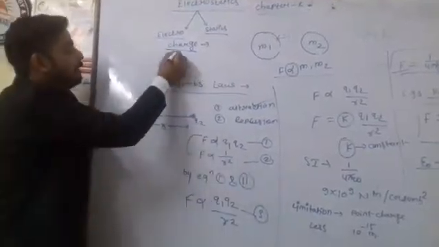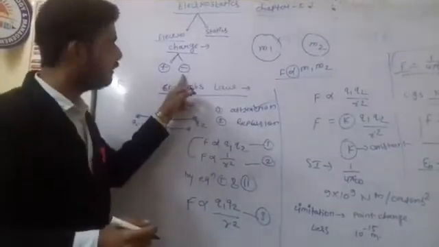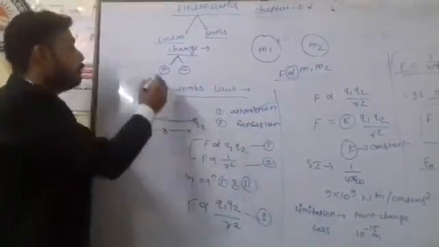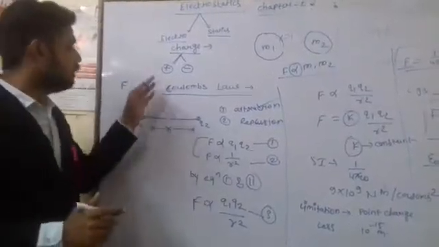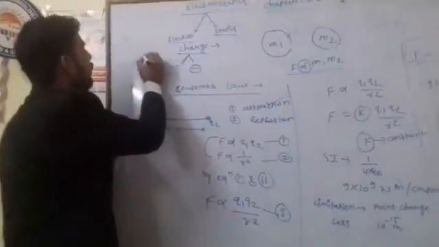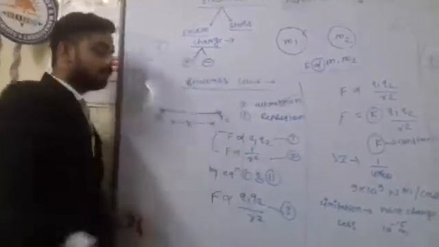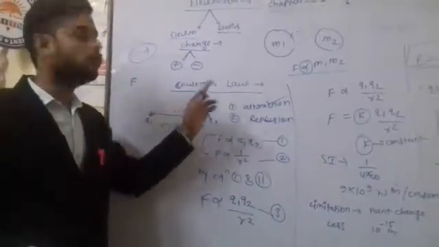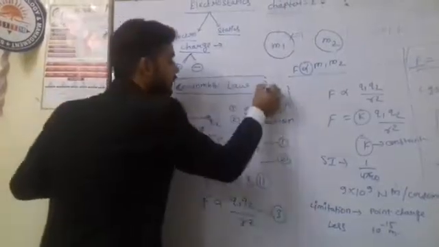We know that charge is classified into two categories: positive charge and negative charge. We have studied earlier that same charges repel each other and different charges always attract each other. In that theory, Charles Augustin de Coulomb propounded a relation. So today we are going to study Coulomb's law.